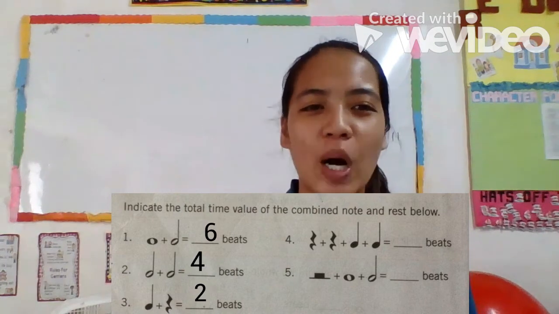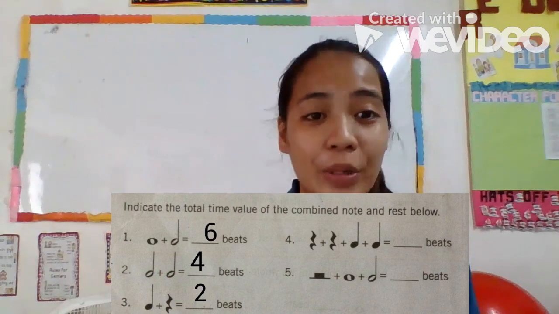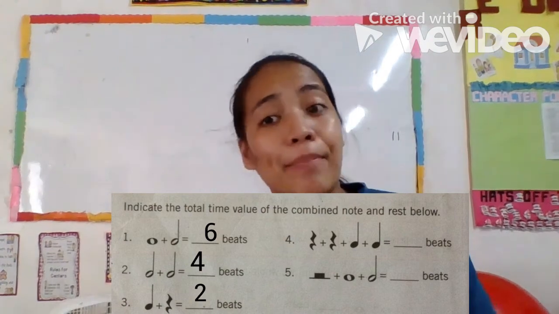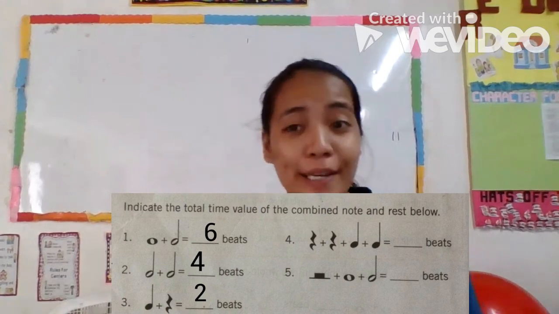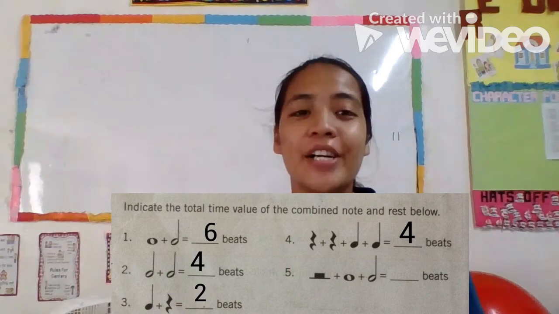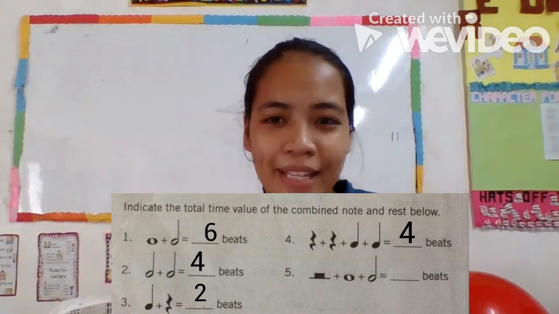Number 4: quarter rest plus quarter rest plus quarter note plus quarter note. How many all in all? There is only 1 beat for each quarter rest and note. 1 plus 1 is 2, plus 1 equals 3, and plus 1 equals 4. So there are 4 beats all in all.